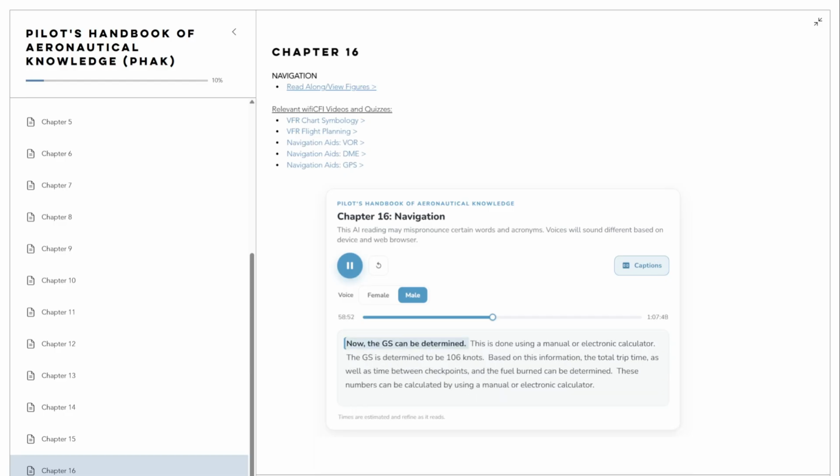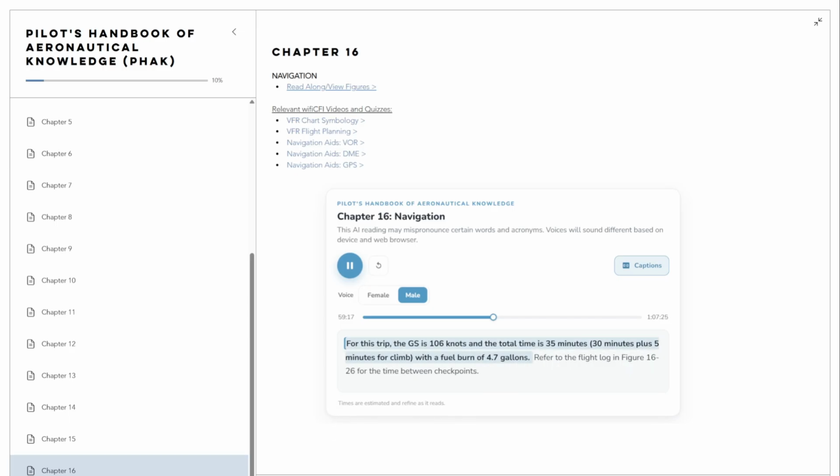Now, the GS can be determined. This is done using a manual or electronic calculator. The GS is determined to be 106 knots. Based on this information, the total trip time, as well as time between checkpoints, and the fuel burned can be determined. These numbers can be calculated by using a manual or electronic calculator.